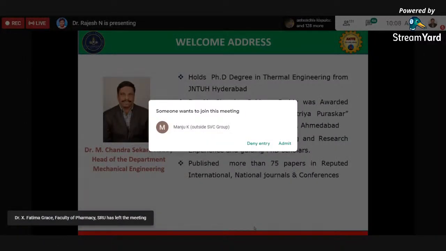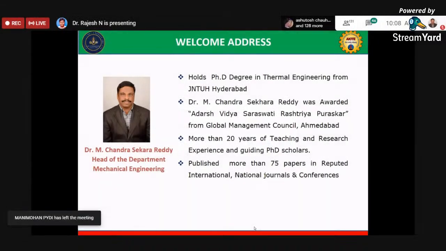We have successfully conducted two STTP programs, and this is the third phase we are conducting from 14th to 19th September. I take it as a pleasure to note that more than 1,000 participants, like scientists from R&D, faculty members, research scholars, and postgraduate engineering students, are taking part in this STTP.